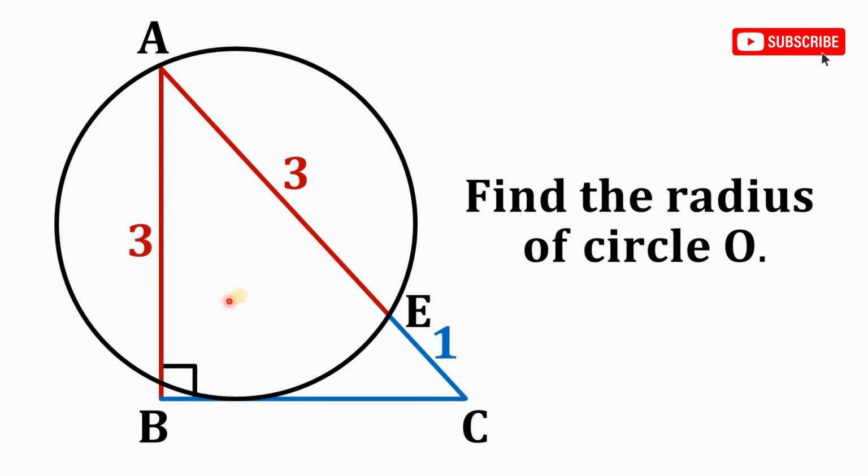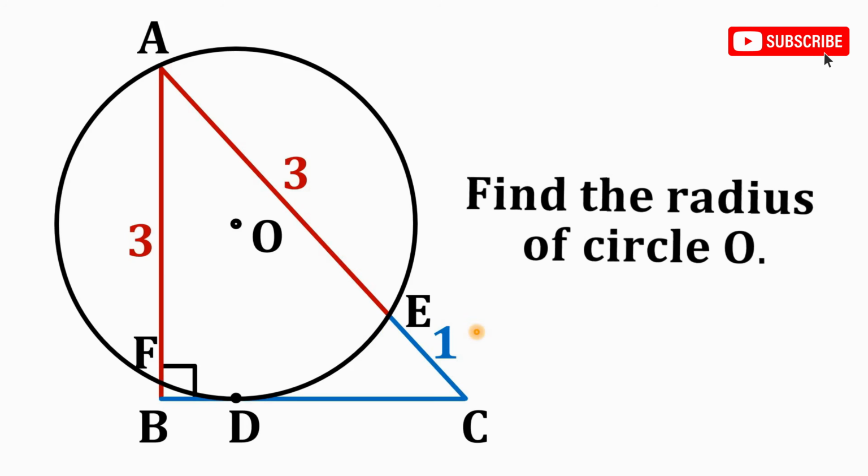Now, let's draw a circle that passes through the points A and E and is tangent to segment BC. Let's call this circle O. And also, the point of tangency as point D, and the intersection of this circle to side AB, let's call this point F. Now, the question is, what is the radius of this circle O?